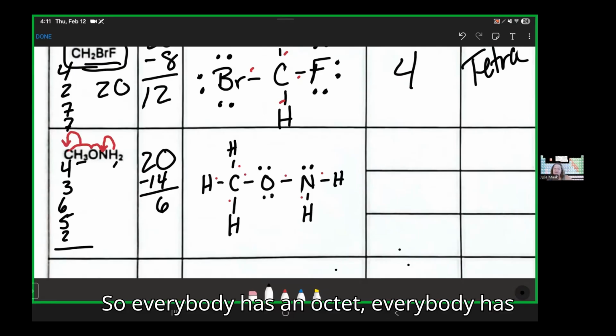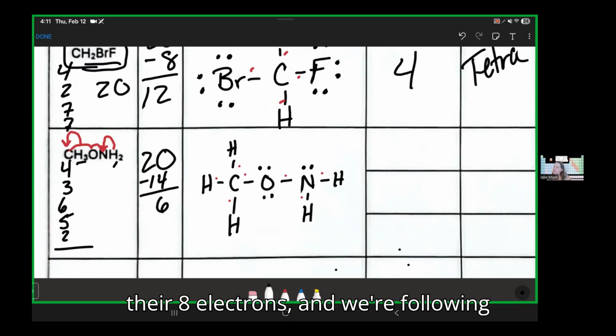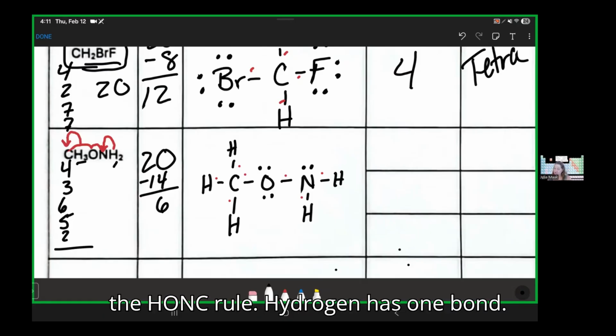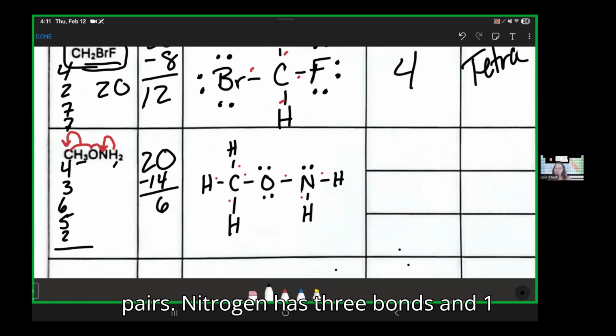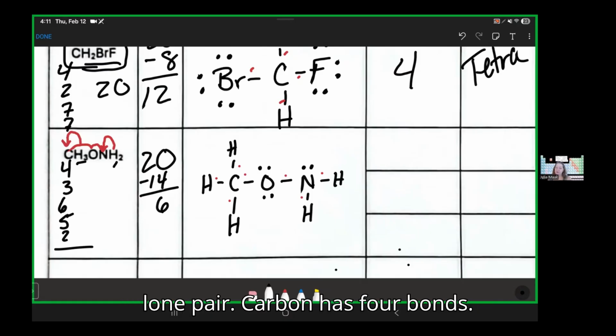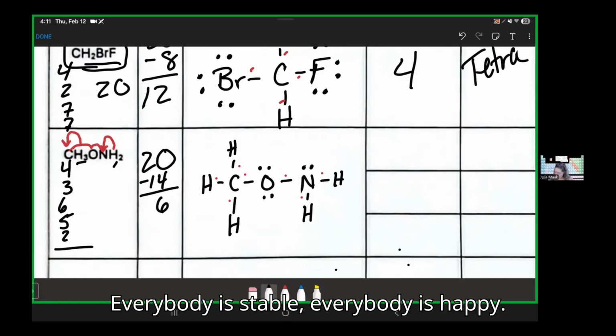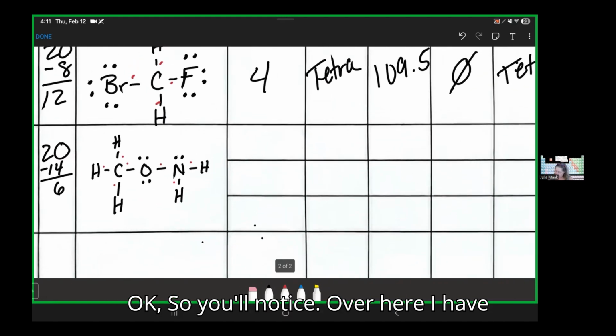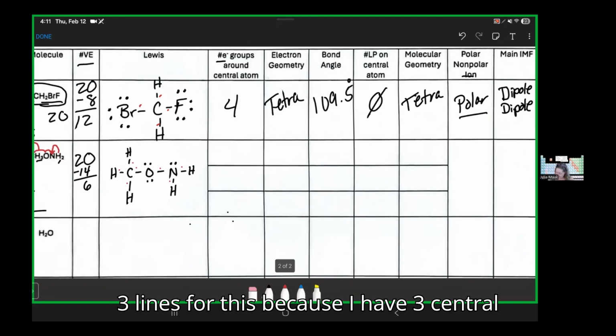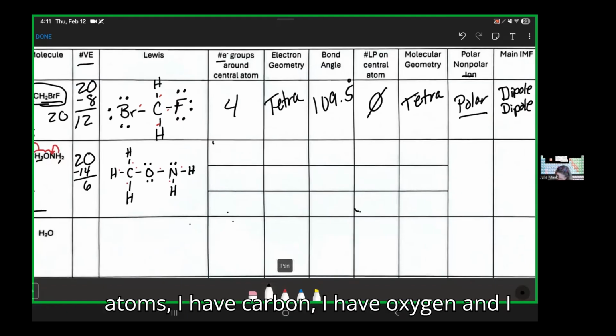So everybody has an octet. Everybody has their 8 electrons, and we're following the HONC rule. Hydrogen has 1 bond, oxygen has 2 bonds and 2 lone pairs. Nitrogen has 3 bonds and 1 lone pair. Carbon has his 4 bonds. Everybody is stable. Everybody is happy. You'll notice over here I have 3 lines for this because I have 3 central atoms: carbon, oxygen, and nitrogen.